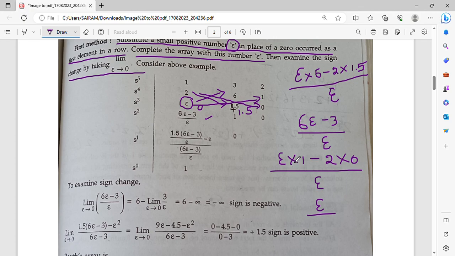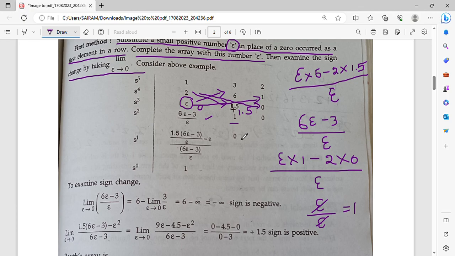So eta into... I'm sorry, it is not eta, it's E. E into 1 is E and 2 into 0 is 0, so that is E minus 0, which is E, and here also it is E, so therefore it is E divided by E, which is equal to what? It is equal to 1, right? This is what the thing is, right?